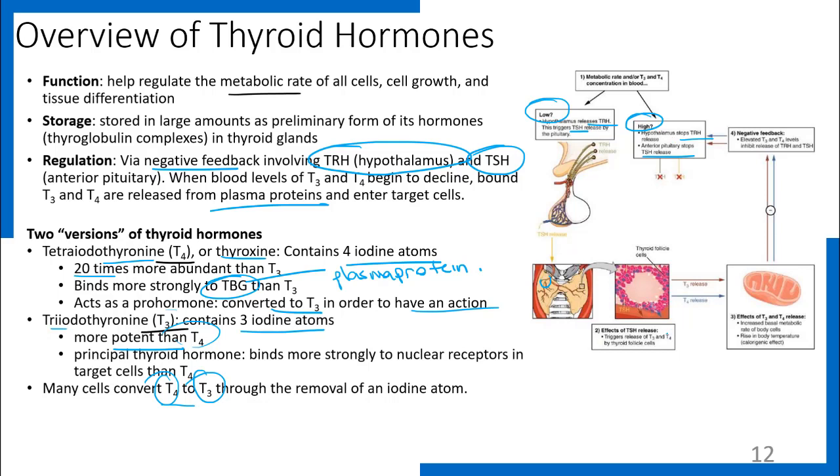Over here, what you see is the effect of release of T3 and T4. You can see it increases the basal metabolic rate of body cells, and it also can lead to an increase of body temperature because your body cells are more active than normal. That also leads to an increase in body temperature.